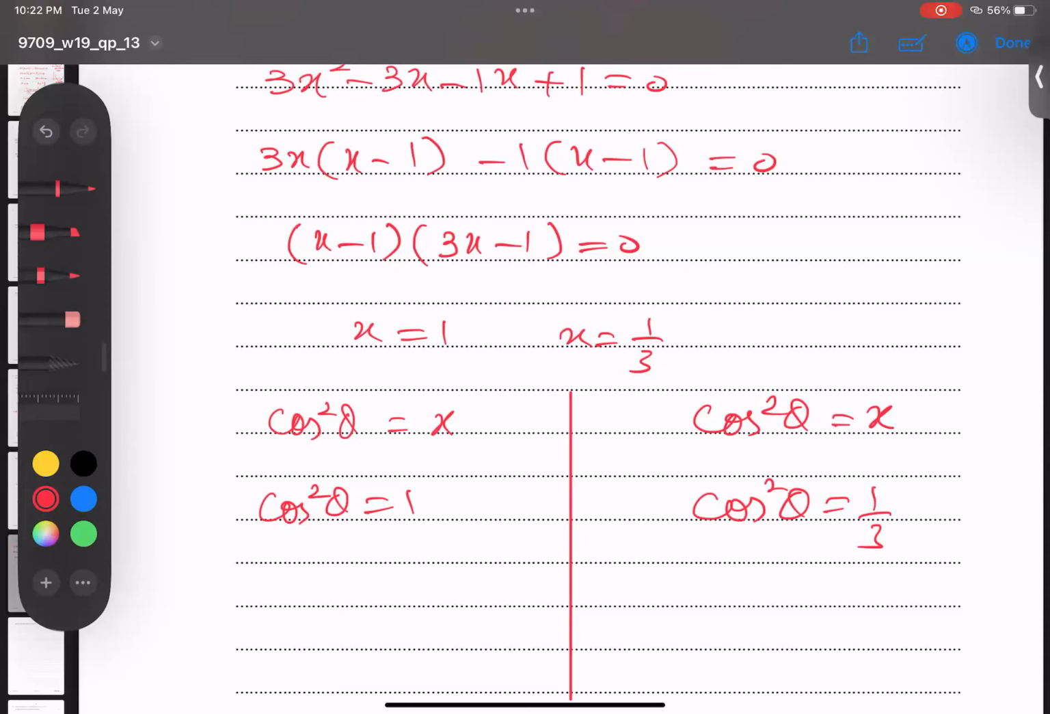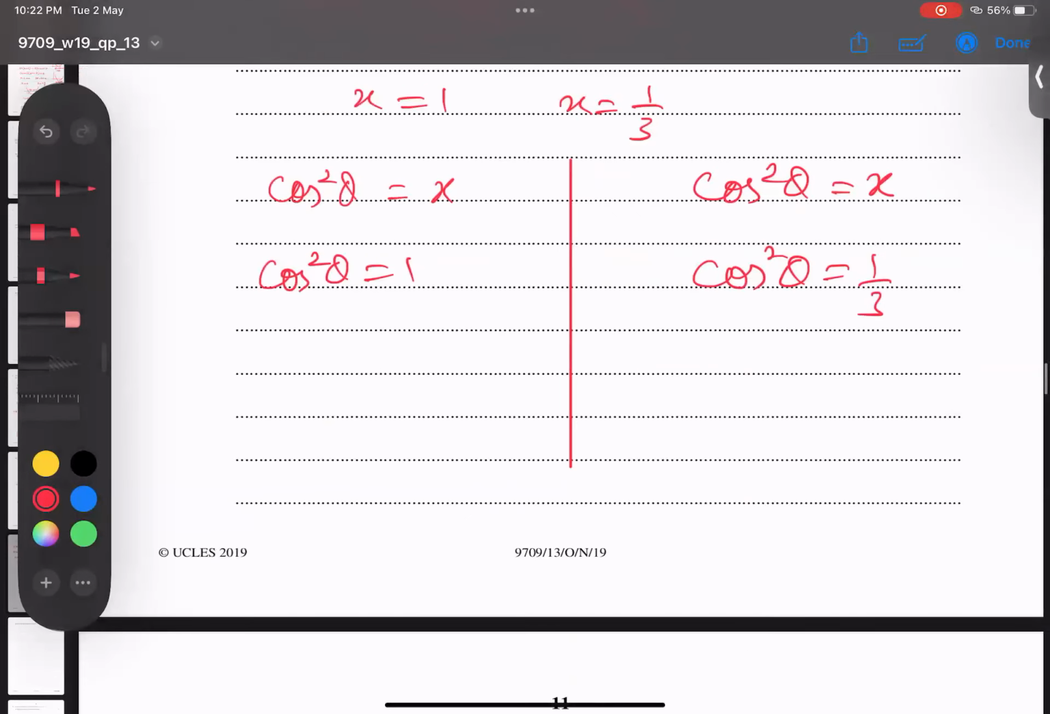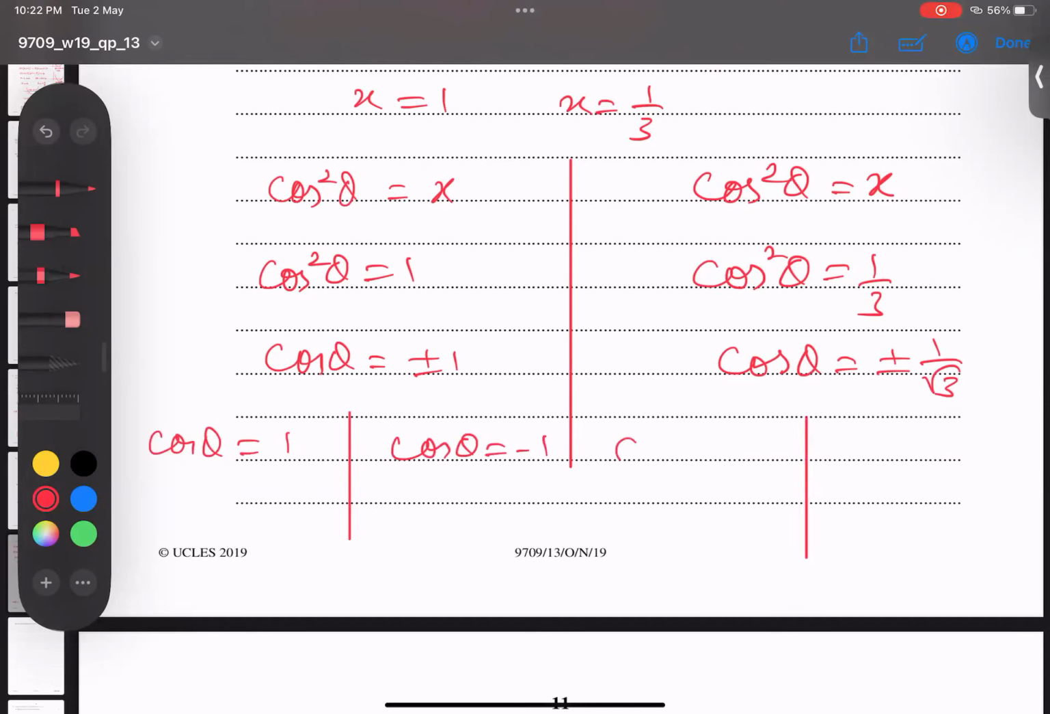Afterwards, students, when I take the root of both sides, I'll get plus and minus 1. Here I get plus and minus 1 over root 3. Okay, I have two options here. Cos theta is equal to 1 and cos theta is equal to minus 1. Here also cos theta is equal to 1 over root 3 and cos theta is equal to minus 1 over root 3. I hope the point is clear.